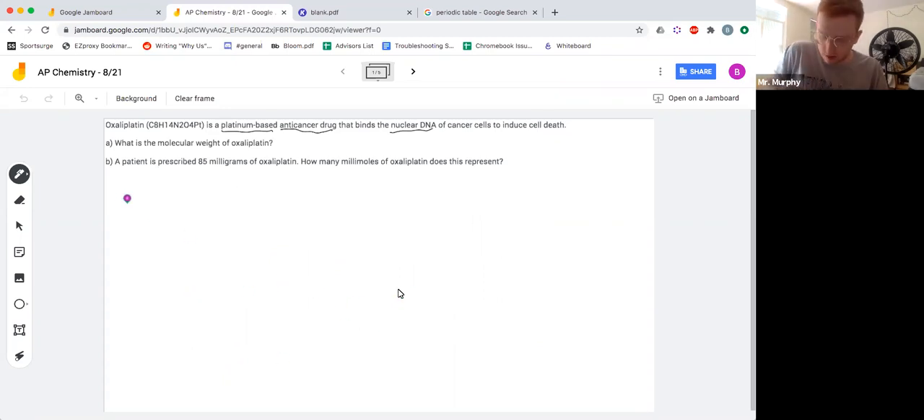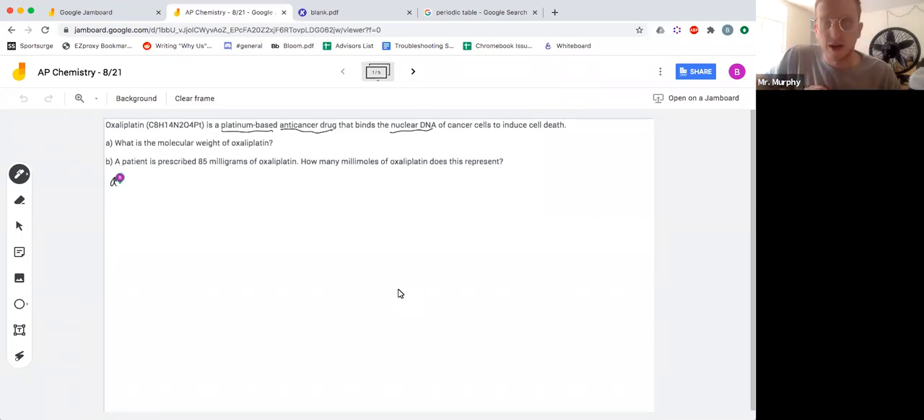So, with this, let's try to examine what the molecular weight of oxaliplatin is. And this is going to be important if you want to be a doctor, because at some point you'll have to prescribe these if you are an oncologist. What is the molecular weight of oxaliplatin?